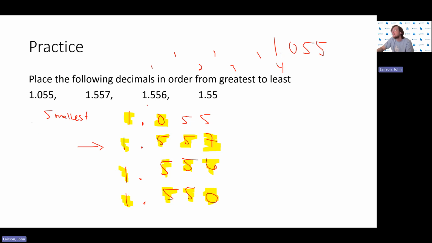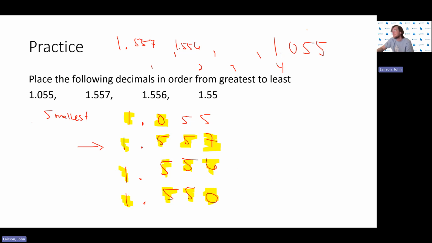I don't know what's changing. 7. So 1.557 is the biggest number. What's the next biggest? 6, right? So 1.556 is the next biggest number. And then we're left with that 0, right? That's the smallest out of these 3.